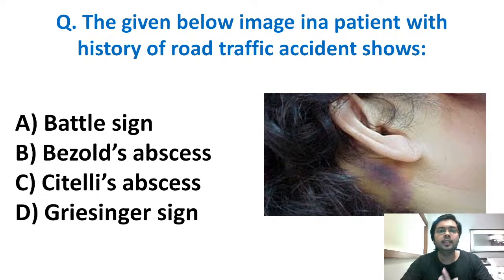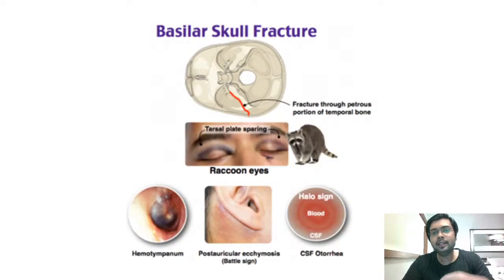Okay. So the image given below is of a patient with a history of road traffic accident, and the options are Battle sign, Bezold's abscess, Citelli's abscess, Griesinger's sign. I know you all know it is Battle sign, but what you need to know more is what all things can occur in the post-auricular region.